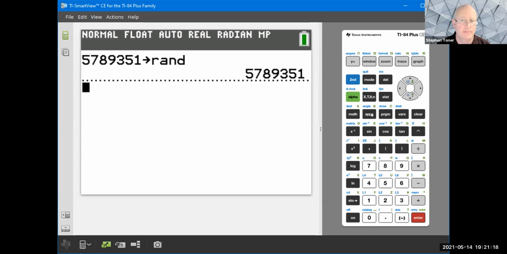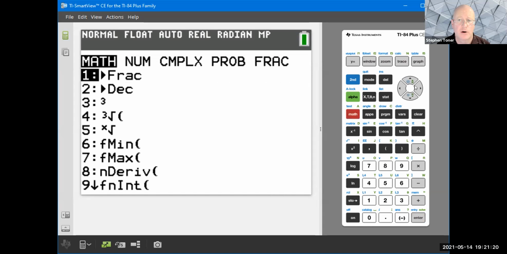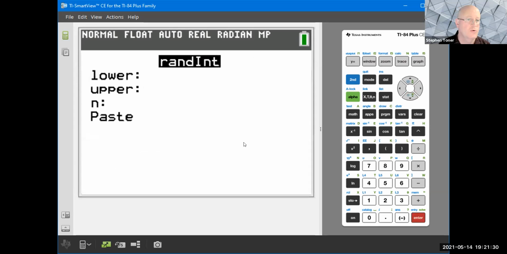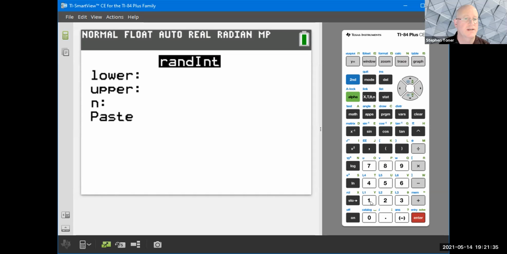If I hit my math button again and go over to probability, and then I go down to randInt, which is choice 5, I will need to enter a lower bound and an upper bound. So let's pretend I want to roll dice. I'm going to have 6 numbers on a die ranging from 1 through 6. And if I want to pretend I'm rolling 2 dice, I will type in the number 2 there and move down to paste. Now, if you don't have this menu, not to worry.